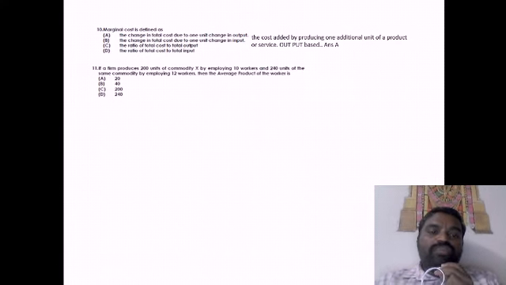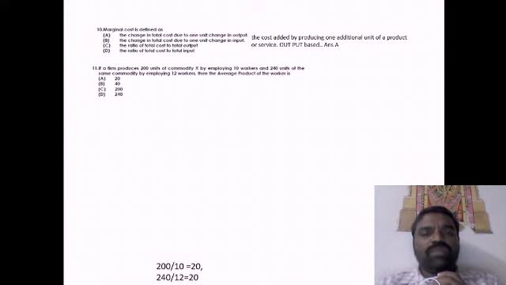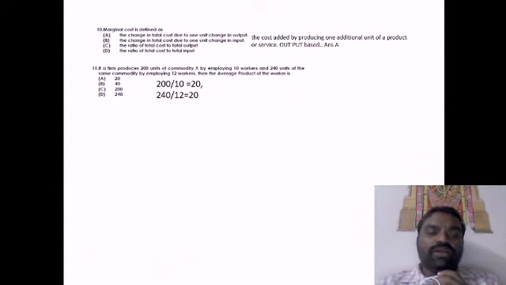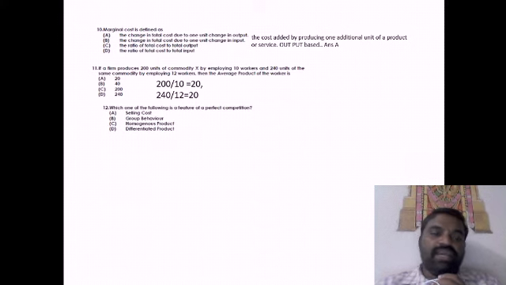If a firm produces 200 units of commodity X by employing 10 workers and 240 units by employing 12 workers, what is the average product? Average is nothing but total production divided by total number of labor. 200 by 10 is 20, and 240 by 12 is also 20. Answer is A.